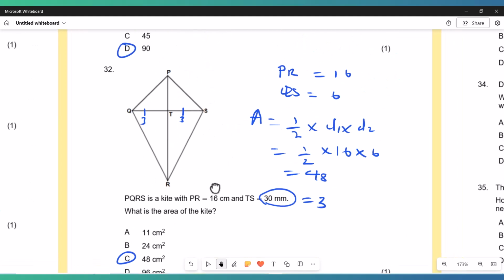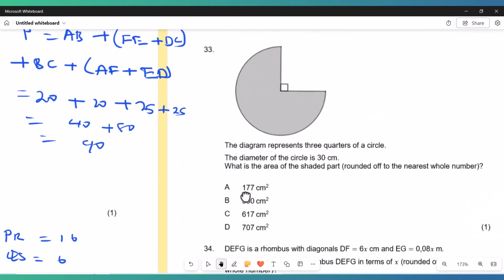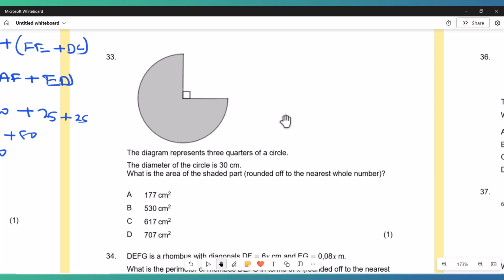Next question here, question 33. They say here that the diagram represents 3/4 of a circle. Diameter for the circle is 30. They want the shaded area to the nearest whole number. Now diameter is 30, so because of that, radius must be what? Divided by 2, must be 15 here. So this is 15 centimeters here, also here 15 centimeters.